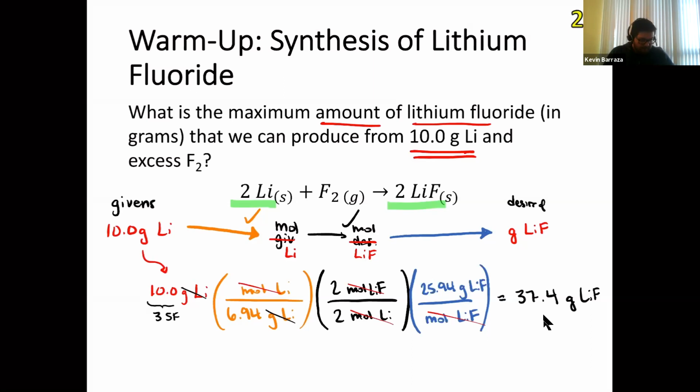So this is our conversion, grams of lithium to, this is how much lithium fluoride I should make. Now, if I were to use a term that has the word yield in it, what would I label this as? Theoretical? Yeah, this is my theoretical yield. This is what I expect to make from all of my lithium.